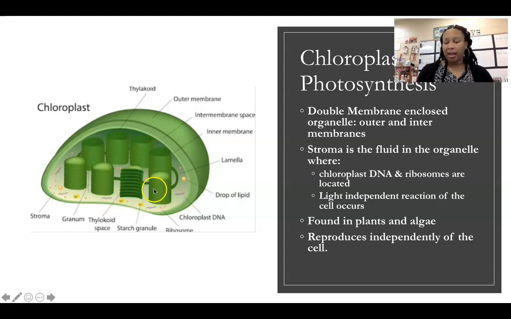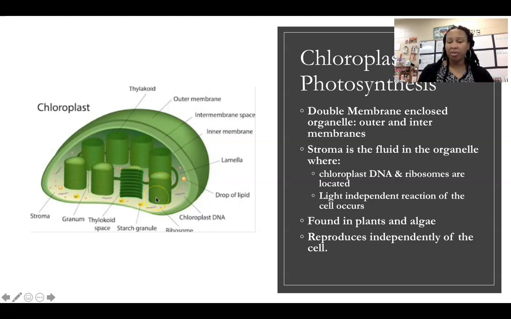Another thing that chloroplast has is these little stacks of thylakoids, and these stacks of thylakoids are the sites of the light-dependent reactions. The light-independent reactions are going to happen in the stroma, the fluid, but the light-dependent reactions happen right here in these little stacks of thylakoids, and when you put a stack together, you call it a granum.